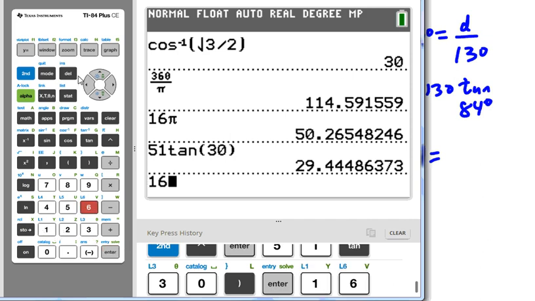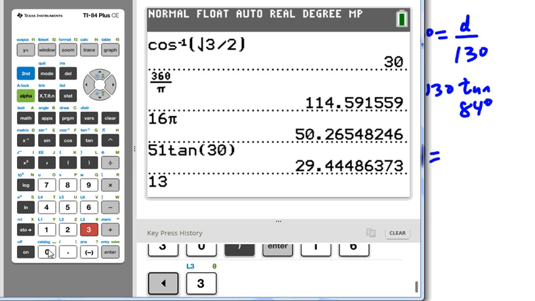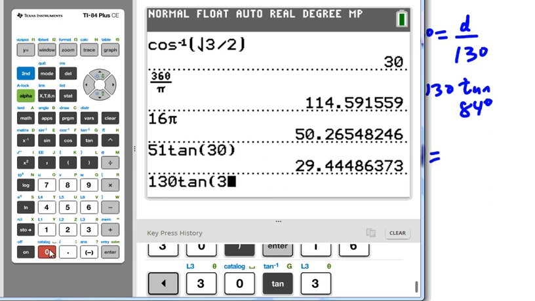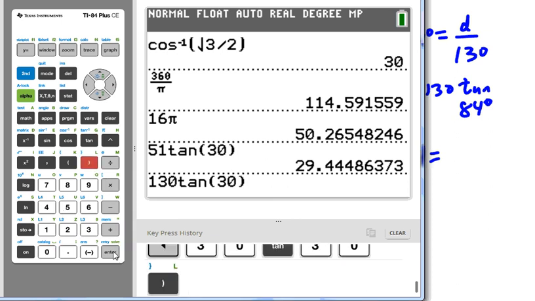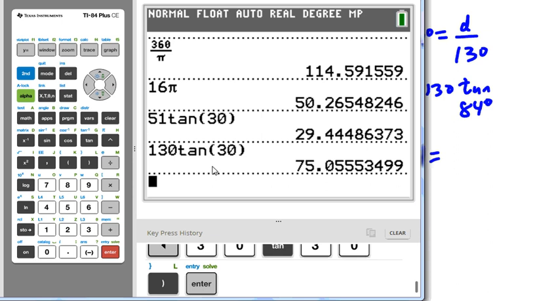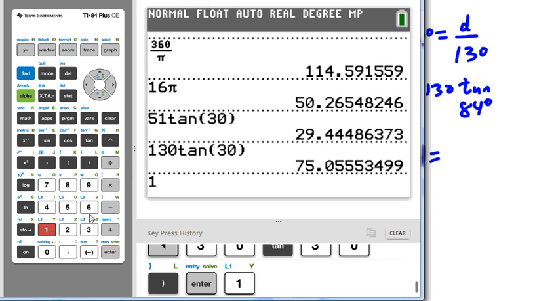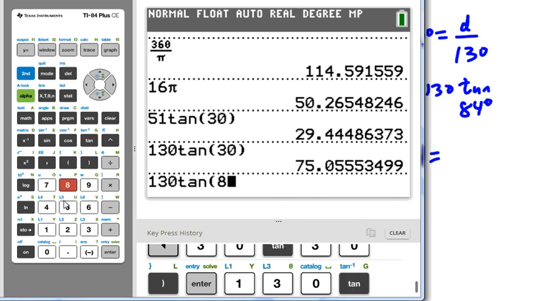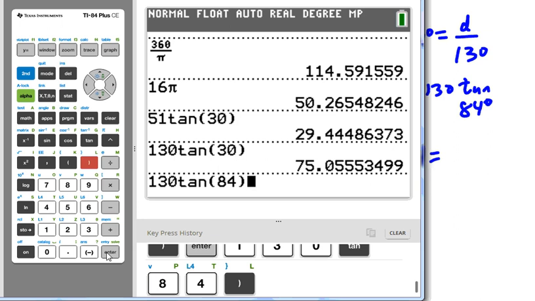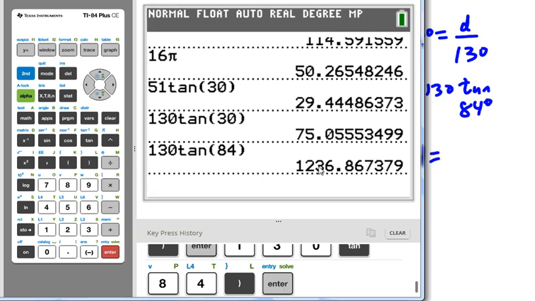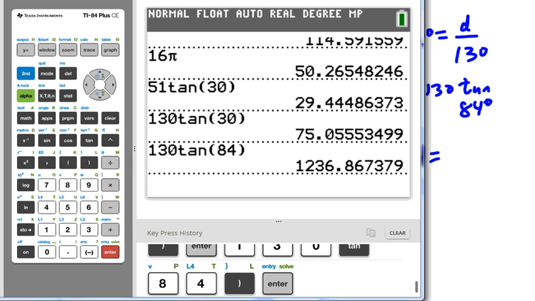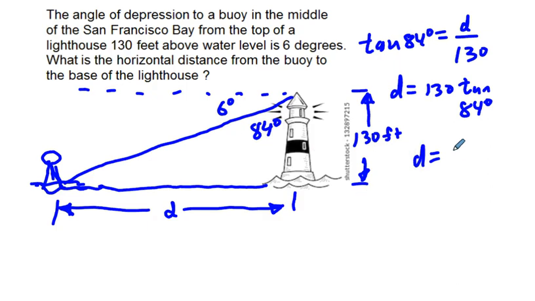So D, let me go ahead and figure this out. 130 tangent, make sure that we are in degrees, 130 tangent 84 degrees. Where did that 30 come from? I guess up here, I guess I was just looking. So 1,237 feet to the nearest foot. So that's going to be D right here.